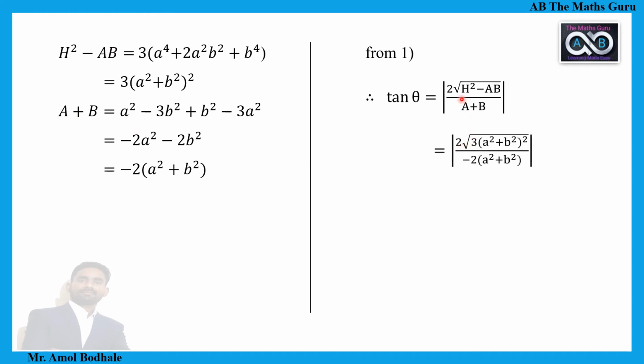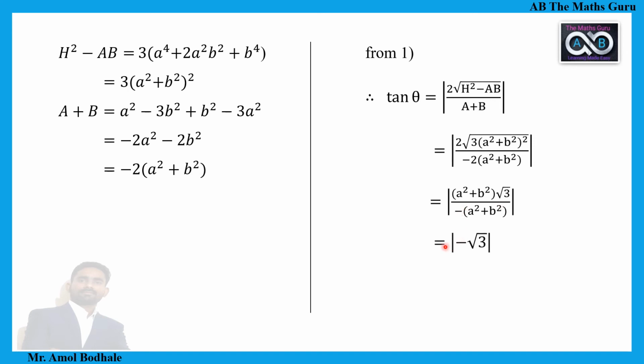2 square root of h square minus ab, that is 3 square root of a square plus b square, bracket square upon a plus b, minus 2 a square plus b square. So this can be written as 2. Here 2 will be cancelled. Root 3 as it is, and the square root square cancel, we get a square plus b square upon minus of a square plus b square. So this a square plus b square will be cancelled.